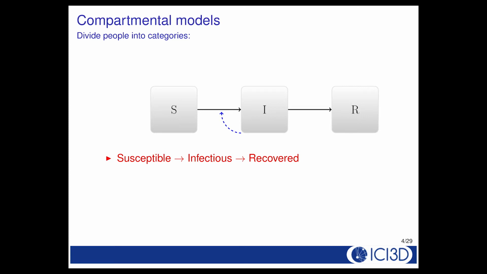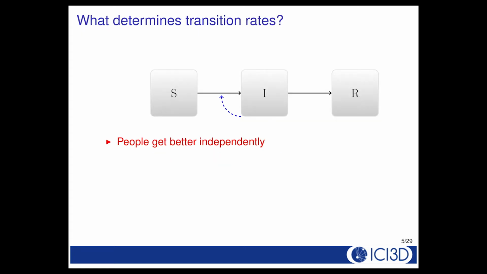And we're going to assume that people get better independently. So I just have a black arrow from I to R. If I'm in I, I'm on my own. I'm eventually going to travel to R. But this little blue arrow indicates influence. We assume people don't get infected independently, but instead are infected by contact with an infectious person. And that's what this blue arrow indicates. And this is a simple model that incorporates the fundamental thing that makes it an infectious disease.